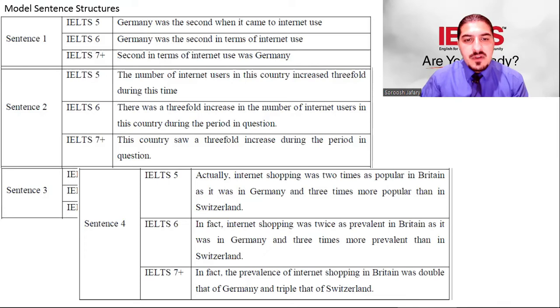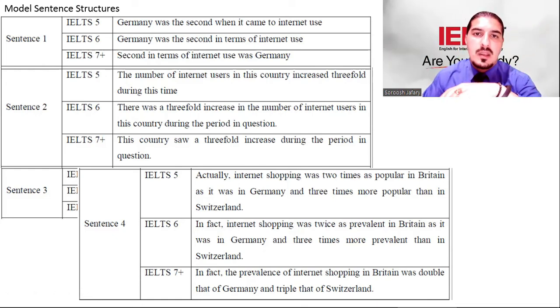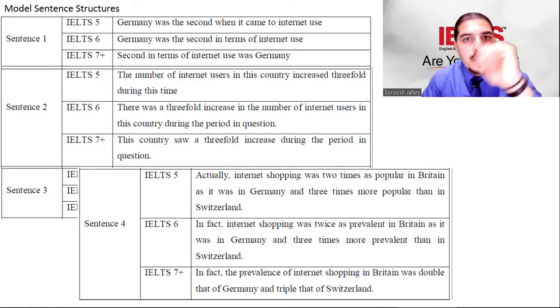And sentence 4, IELTS 5: actually internet shopping was 2 times as popular in Britain as it was in Germany and 3 times more popular than in Switzerland. Too wordy, too many words for one message. IELTS 6: in fact, internet shopping was twice as prevalent in Britain as it was in Germany and 3 times more prevalent than in Switzerland. Again, the wording is good, but prevalent, prevalent, wordy. You shouldn't repeat yourself. This is very important. When you repeat, you lose the score. In fact, the prevalence of internet shopping in Britain was double that of Germany and triple that of Switzerland. In one sentence, the whole message is wrapped. That is what you should be focused on doing.